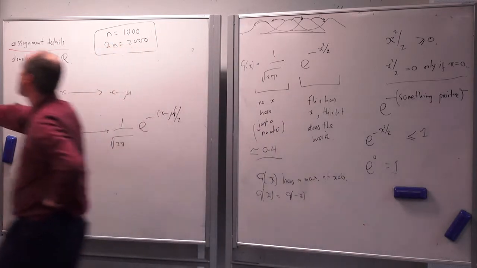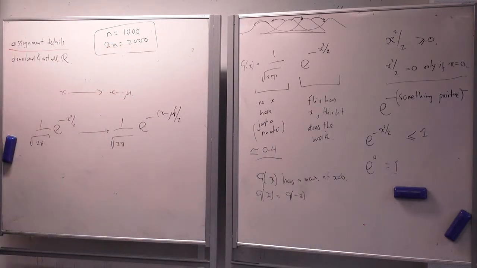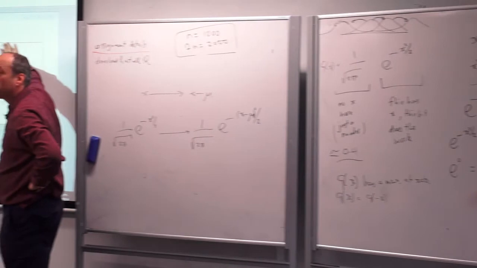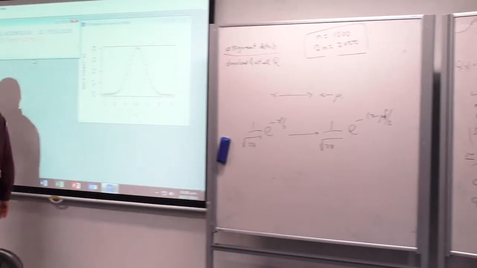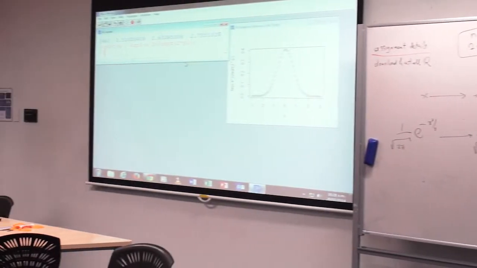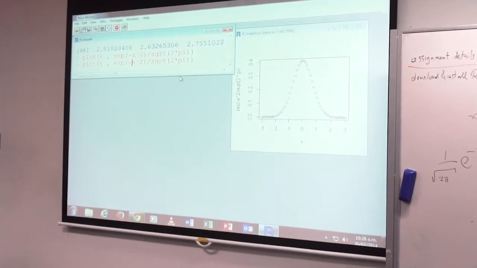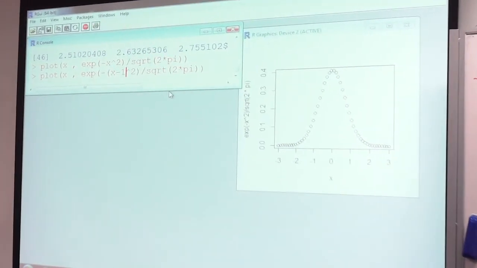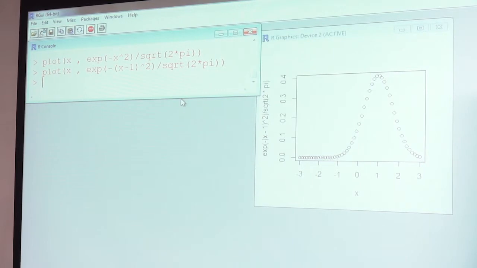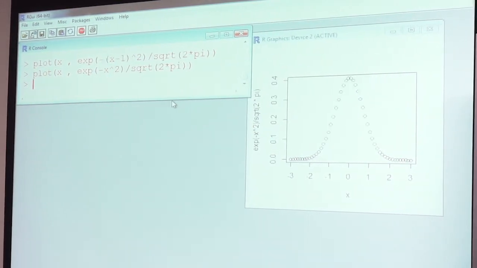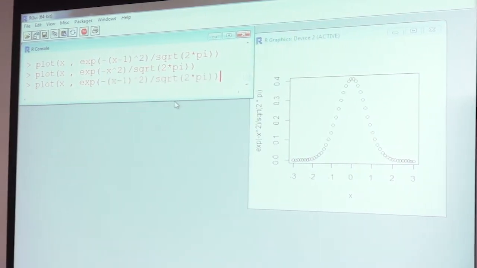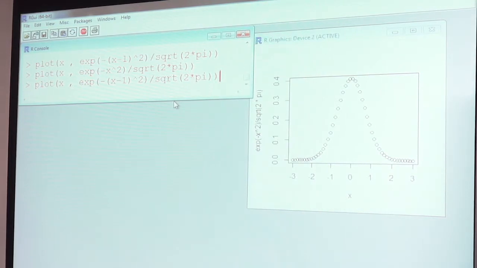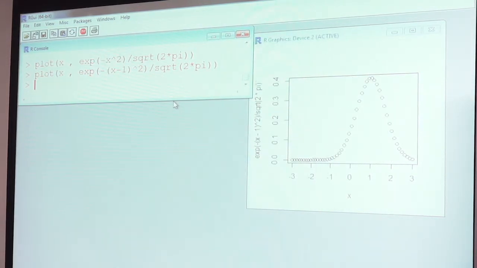So what that corresponds to is either moving my axis about or moving the curve about. Depends how you think about it. So I'll just do that. Let's say x minus 1. And it moves to the right. Did you see that? Do that again. That's the original curve. Hit the up arrow a couple of times. Now that corresponds to a mean of 1. And you can see here that it corresponds to a mean of 1.